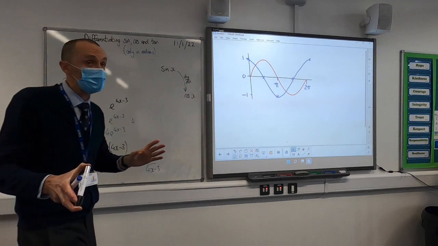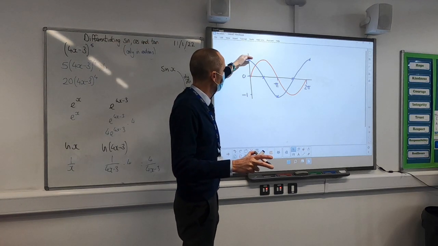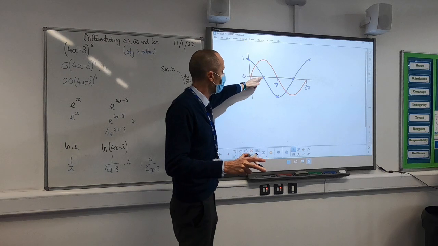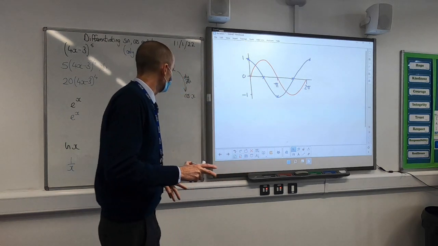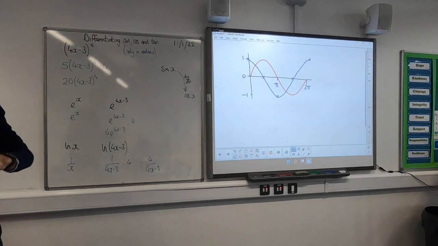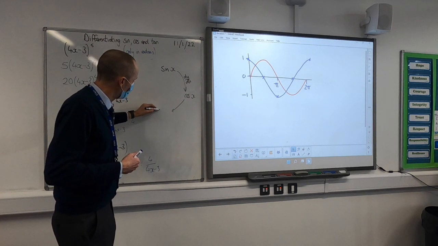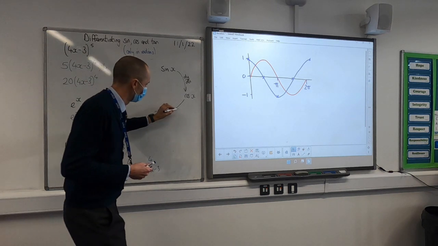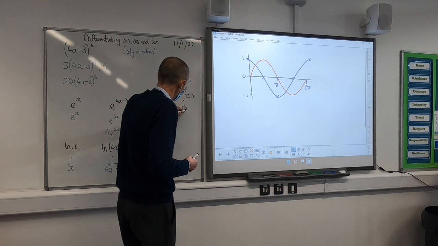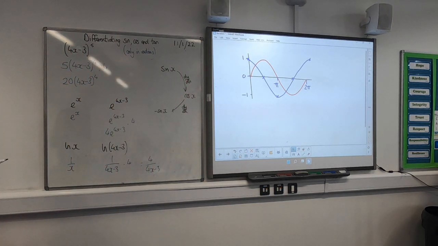Now, I can do the same with the cos curve. I'm not going to, but it's quite interesting because at this point the gradient of the cos curve is 0. Here it's minus 1, here it's 0, here it's plus 1, then it's 0 again. You actually get a reflected sine curve. So when you differentiate cos, you get minus sine. And that's like minus 1 times sine.